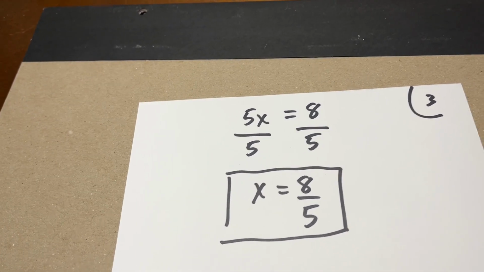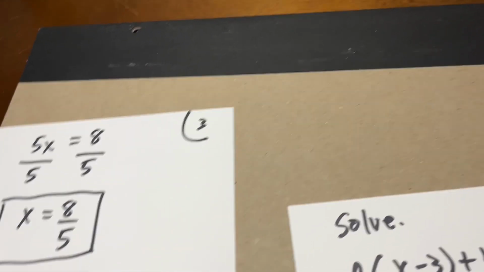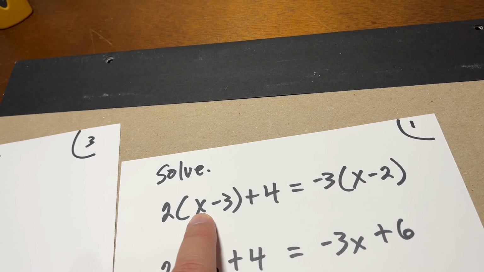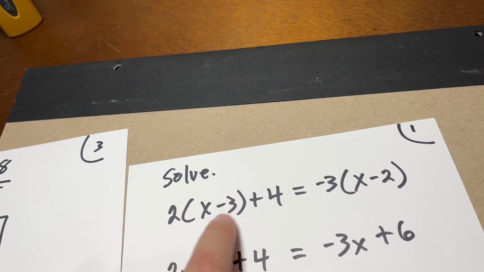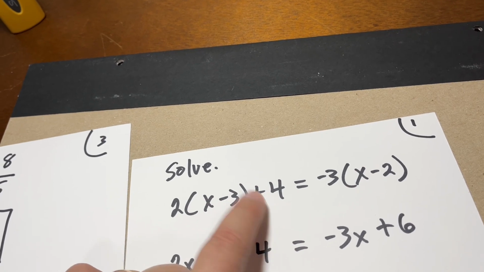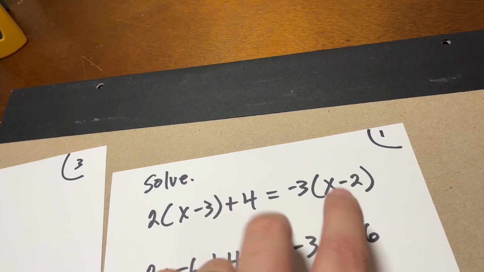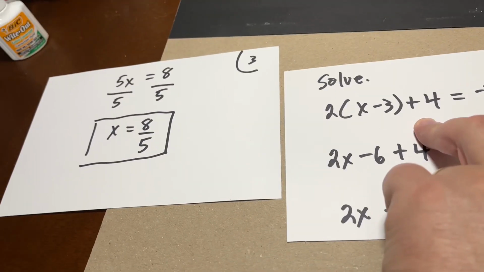So if we were to take that answer, 8/5, I'm not going to actually do it, but if we substituted it in here, and perhaps even used our calculator to do this, we did the 8/5 minus 3 times 2 plus 4. Whatever answer we got there, if we put the 8/5 here minus 2 times -3, it's going to be the same thing on both sides, since this answer is right.